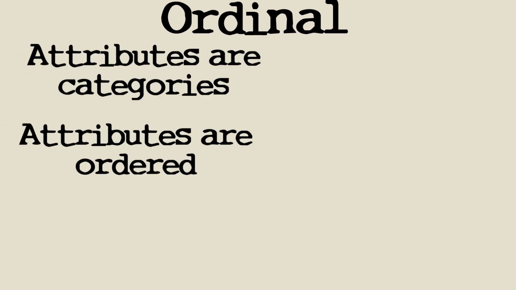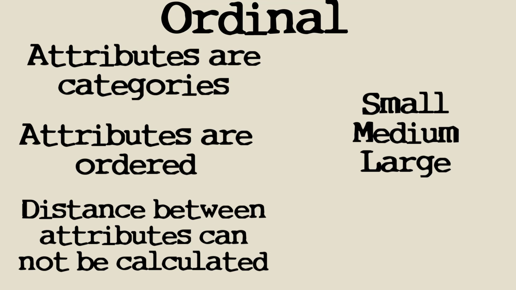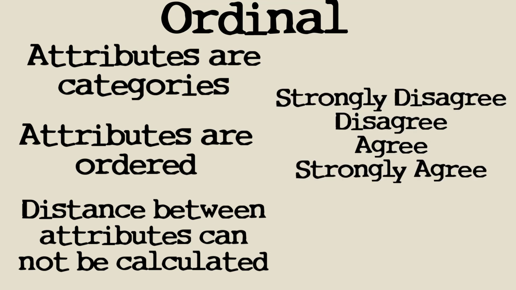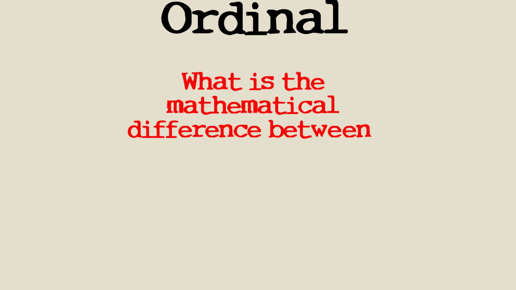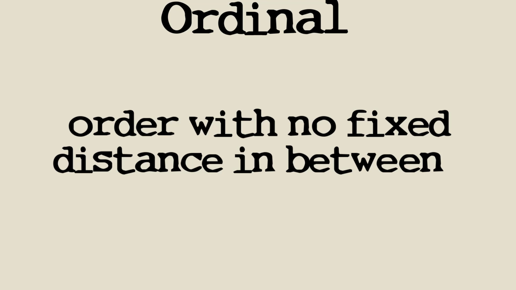Ordinal measured variables have categorical attributes that are ordered, but the distance between attributes cannot be calculated. For example, a question that asks you to choose small, medium, or large, or one that asks you for your level of agreement. In both examples, ask yourself what is the numerical difference between each of the attributes. While large is definitely bigger than small, the numerical difference between the two doesn't exist. So attributes of an ordinal measured variable have an order to them, but no fixed distance between them.